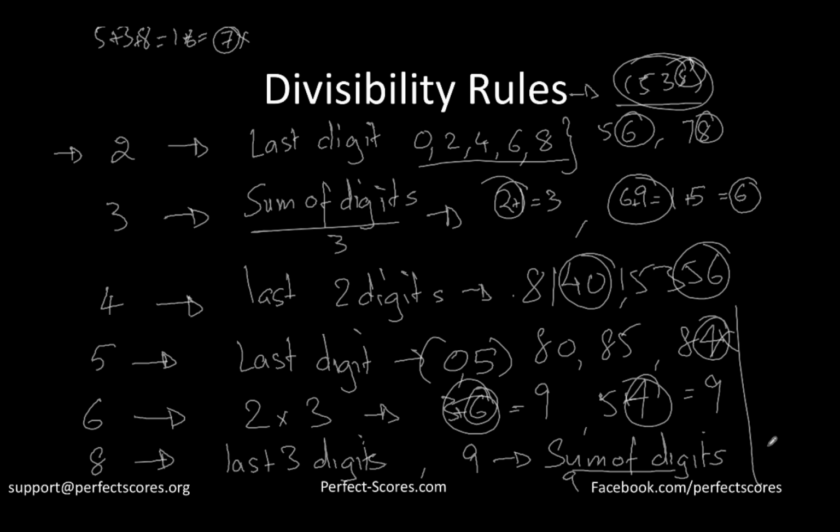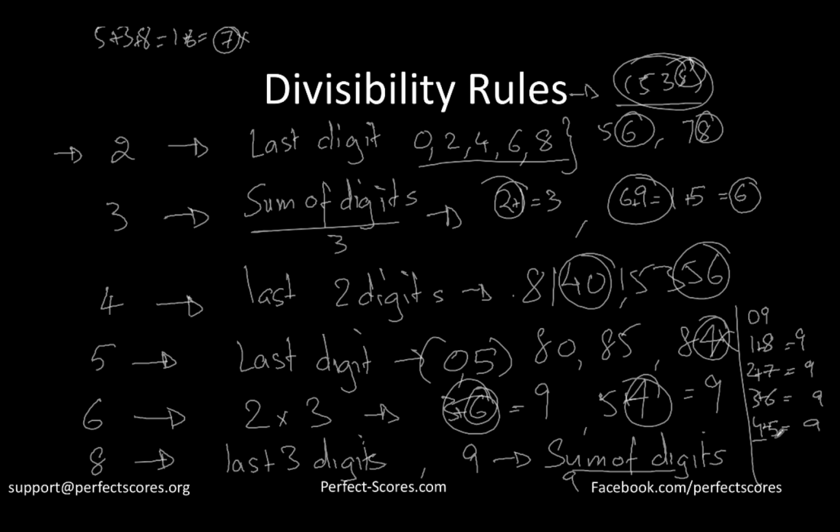Let's say, for example, if you take the table of 9: 9 times 1 is 9, 9 times 2 is 18, 9 times 3 is 27, 9 times 4 is 36, 9 times 5 is 45 and so on. Just add the digits up and see what you get. You always get a 9, right? You always get a 9.